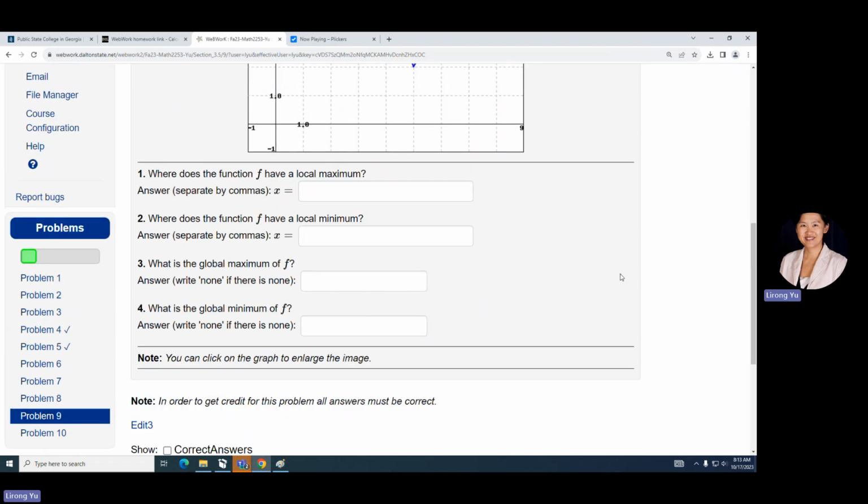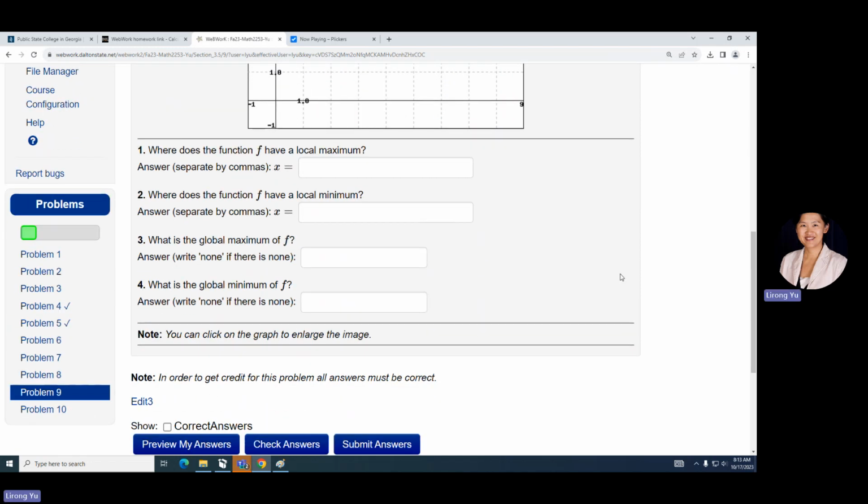So from the graph we can figure out what the local maximum and local minimum are. Those are the points you can find from the picture.